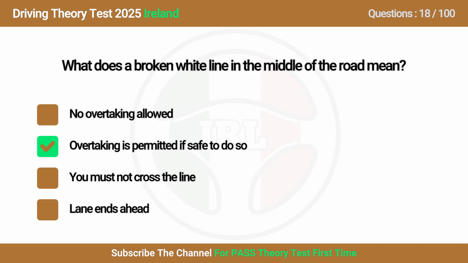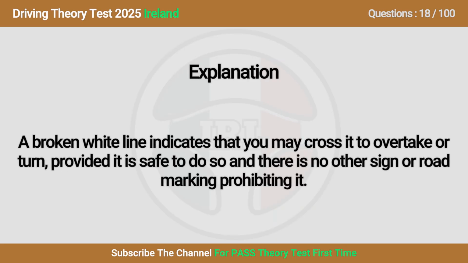Answer is B. Overtaking is permitted if safe to do so. A broken white line indicates that you may cross it to overtake or turn, provided it is safe to do so, and there is no other sign or road marking prohibiting it.